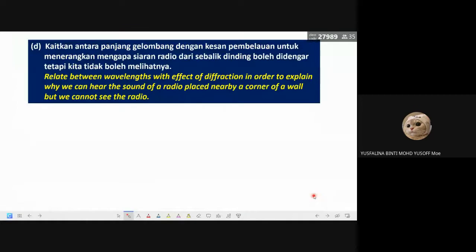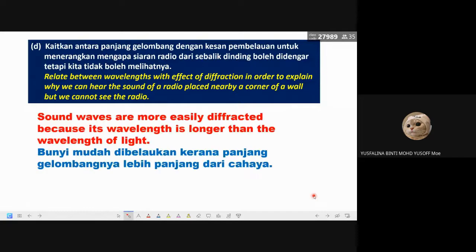Relate the wavelength with the effect of diffraction in order to explain why we can hear the sound of a radio placed nearby a corner of a wall, but we cannot see the radio. Here, sound waves are more easily diffracted because their wavelength is longer than the wavelength of light. So you have to remember the factors that affect diffraction: the wavelength, and also the size of the slit or barrier.